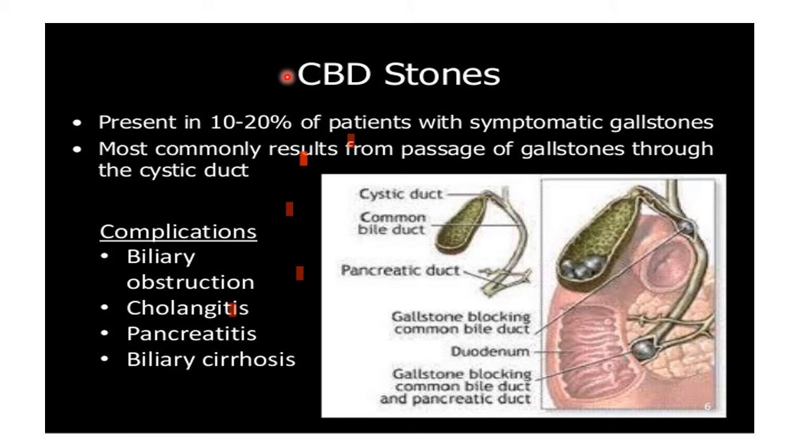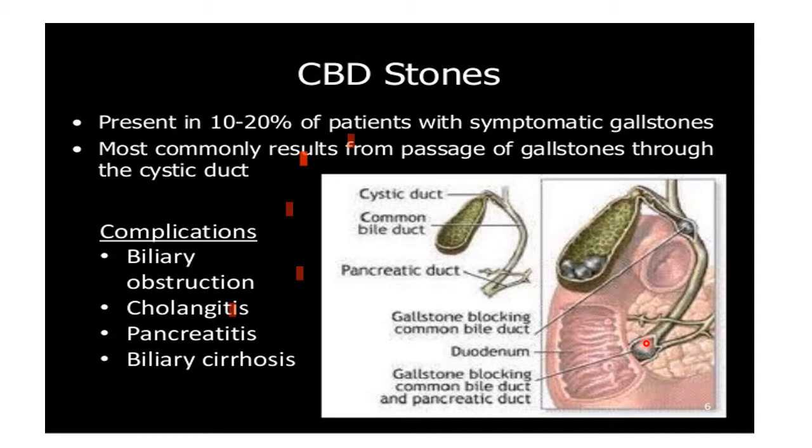Next we come to CBD stones or choledocholithiasis. CBD stones are not very common. They are present in about 10 to 20% of patients with symptomatic gallstones. It most commonly results from the passage of gallstones through the cystic duct. So the stones are primarily formed in the gallbladder, 90% of them. And these stones migrate up through the cystic duct into the bile ducts, where most of them get impacted at the lower end of the CBD or the ampulla. Only 10% of stones are primarily formed in the bile ducts, and these are usually pigment stones.